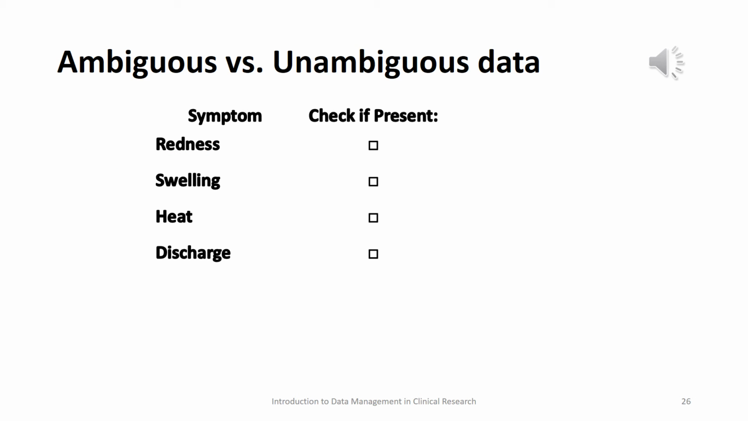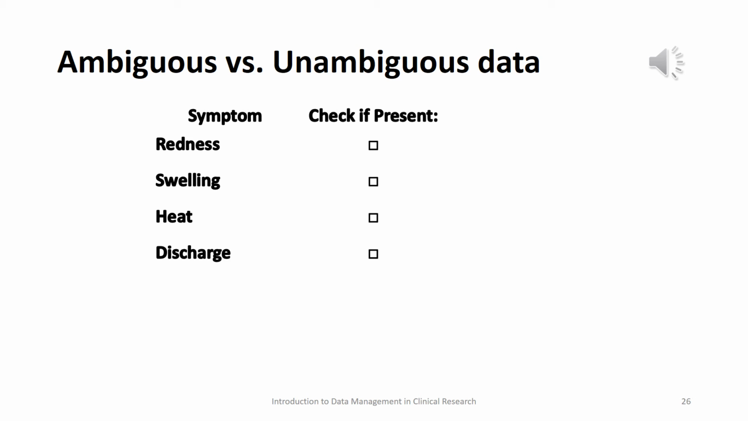Here's an example of a CRF page that at first glance looks pretty normal. However, we'll talk about a few of the issues with it. This would be an example of ambiguous versus unambiguous data. So if we were to see this particular information in a CRF page, we've got the first column there, symptom: redness, swelling, heat, discharge. Then over to the right we have a box that says check if present. At first glance that looks pretty straightforward. If they don't have any redness, then we wouldn't check that. If they did, then we would.